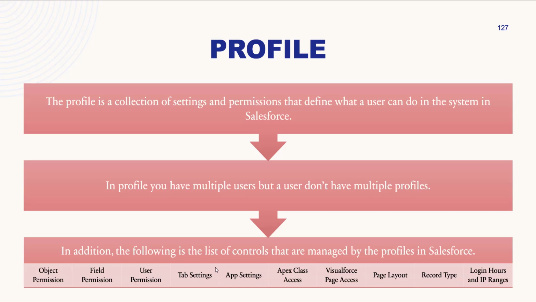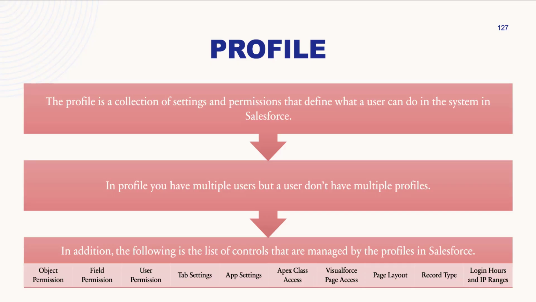Next, we have tab settings. It controls the access to specific tabs in the Salesforce interface. Moving ahead, we have app settings. It governs the access to applications within the platform. We also have Apex class access, which manages access to Apex classes, which are used for creating custom business logic.